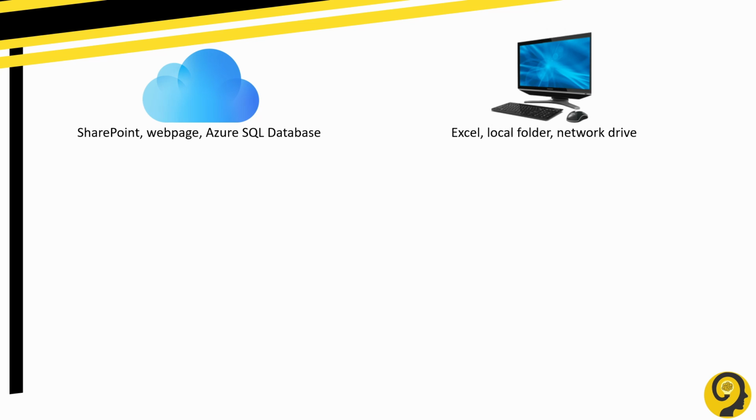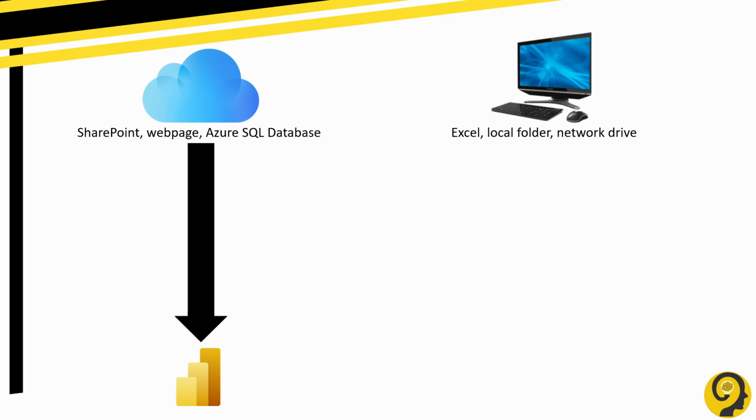To help all visual learners, I'm going to use my amazing drawing skills. The data that we want to use in Dataflow could either come from a cloud source, such as SharePoint, a web page, or Azure SQL database, or it can be located on premises, such as an Excel file or a folder on our PC or a network drive. When we use a cloud source in the Dataflow, everything works just fine. We can log in with our credentials and Dataflow will manage the connection.